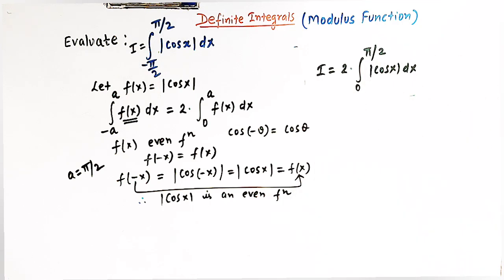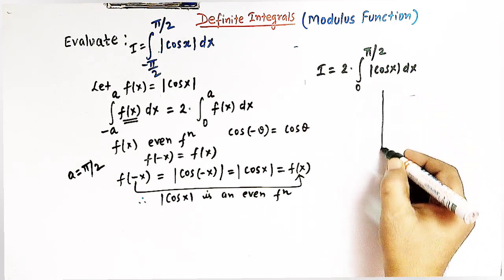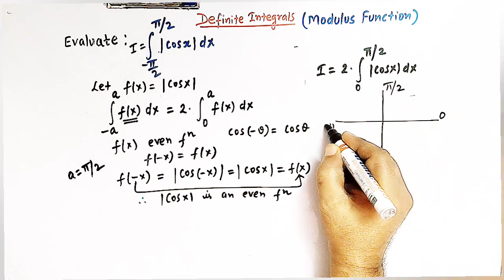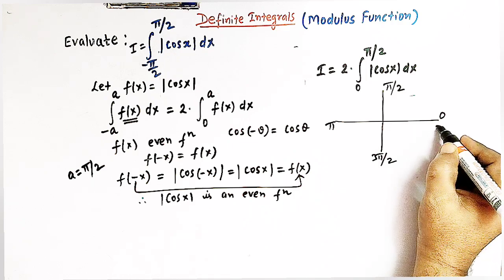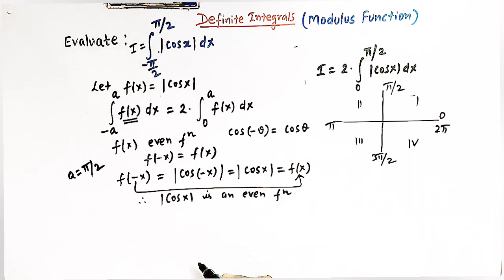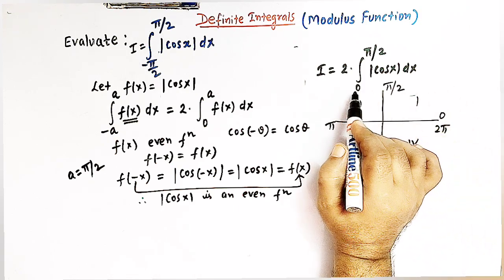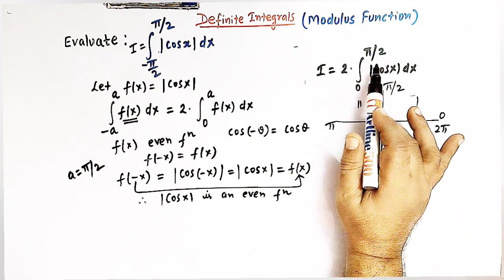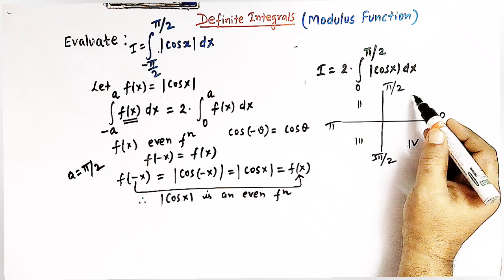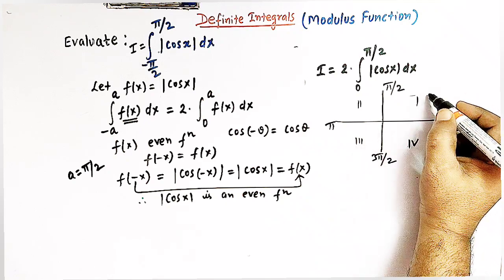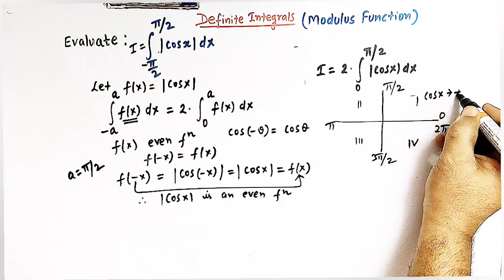So let us see the sign convention of trigonometric functions in four quadrants. So here we have the quadrants. This is 0, this is pi by 2, this is pi, this is 3 pi by 2, and this is 2 pi. So this is first quadrant, this is second, this is third, and this is fourth, right? And we know that here the limits of integration are from 0 to pi by 2. So we have to restrict ourselves to the first quadrant only, and in the first quadrant all the trigonometric functions are positive, right? So here cosine x is positive.